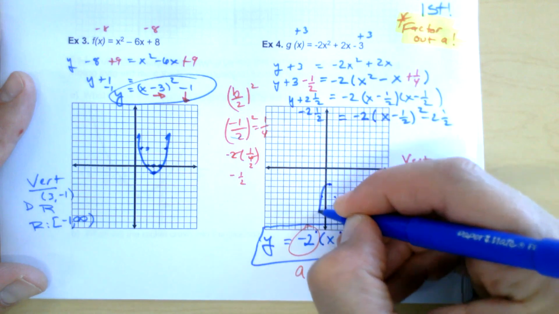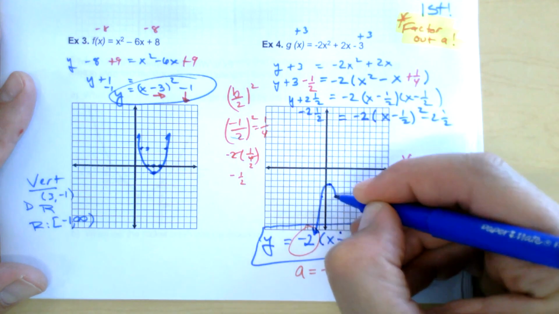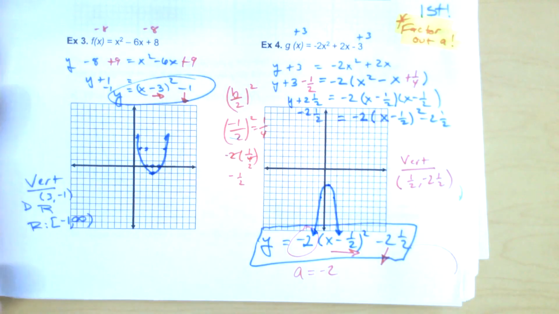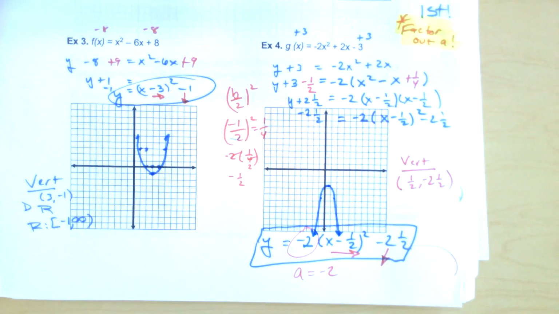Okay. Usually with an a value, we usually say about 3 points is all you need, the vertex, and 1 on the left and 1 on the right. If you can do 5 points with an a value, great. This took us just off the chart, but it's not too bad.